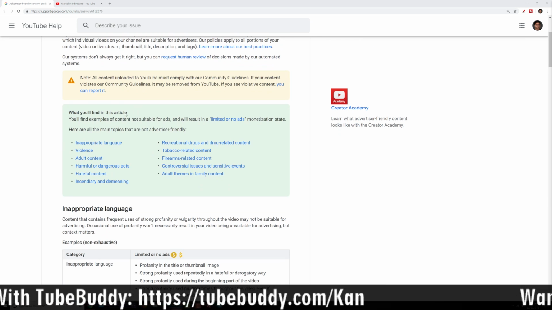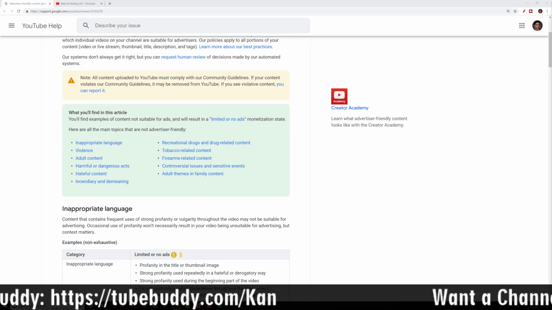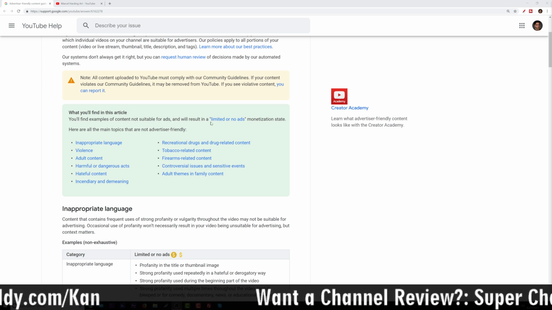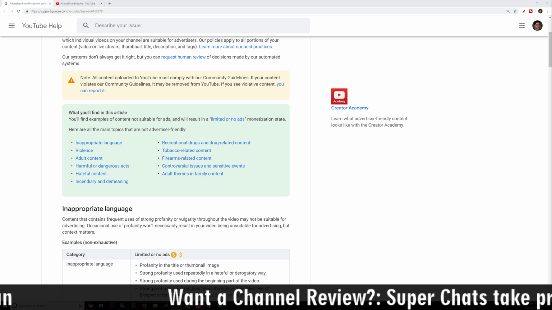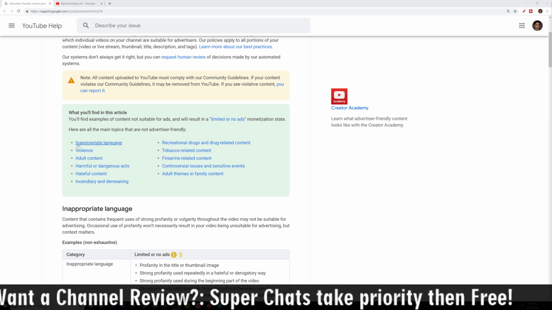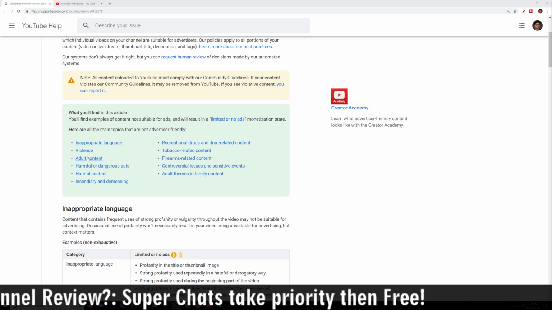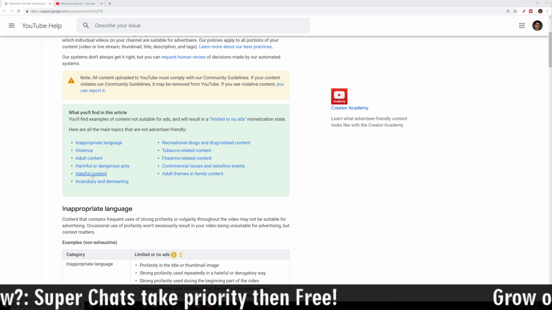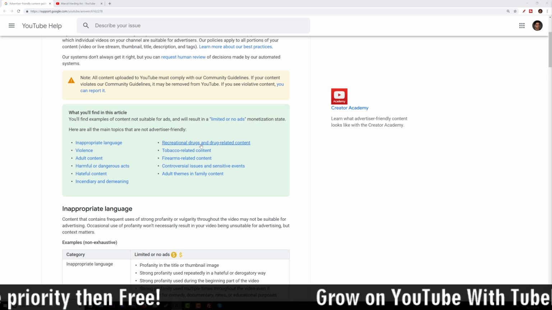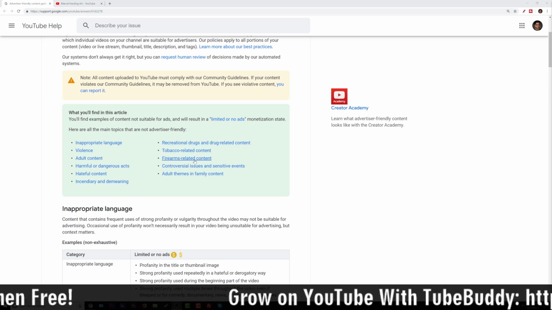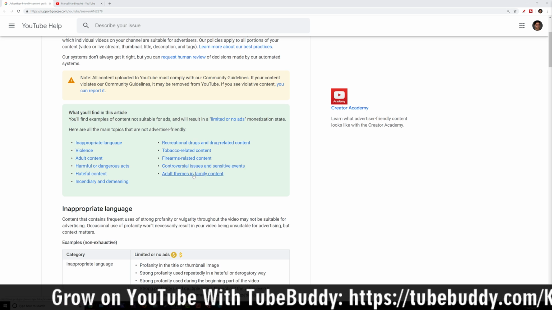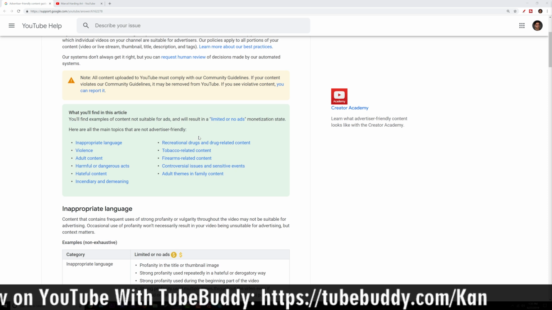So here we see again, in this article you'll find examples of content not suitable for ads and will result in limited or no ads monetization state. Here are all the main topics that are not advertiser friendly. So here are kind of the service level: inappropriate language, violence, adult content, harmful or dangerous acts, hateful content, incendiary and demeaning, recreational drugs and drug related content, tobacco related content, firearms related content, controversial issues and sensitive events, adult themes, and family content.